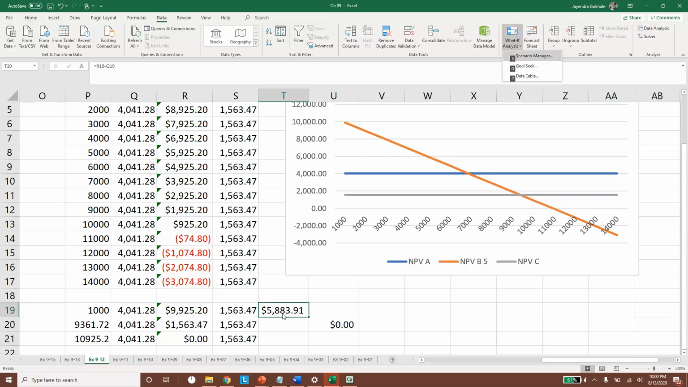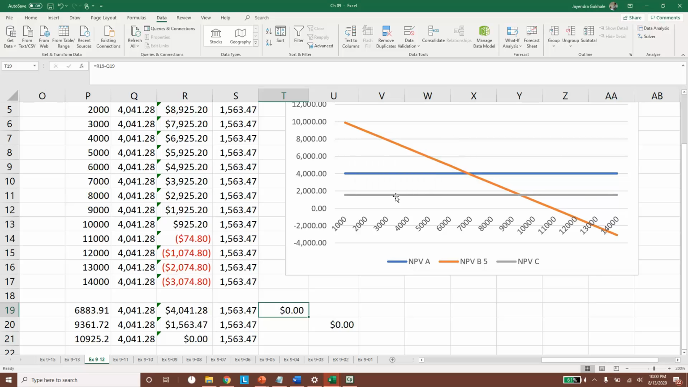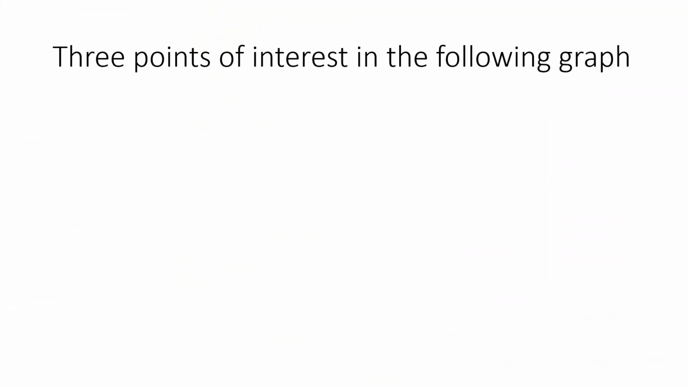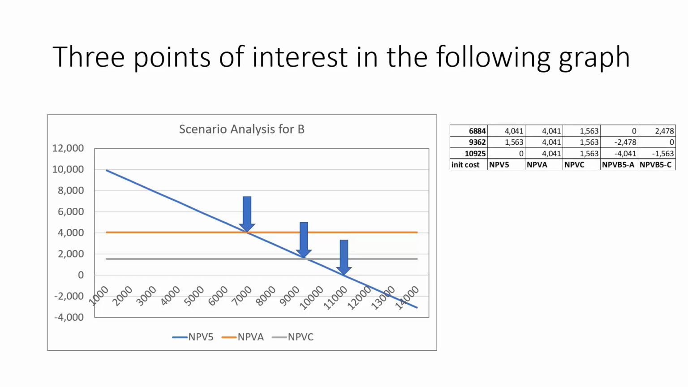And then finally A and B, Alt AWG to 0 by changing 1000. So 6883, that's a 6883. When it's 6883, the NPV of B and A are the same. And that's exactly what we see in the next slide. So we are interested in this point, 6883, 9360, and whatever that number was, 10,925. So these are 3 key numbers of NPV.